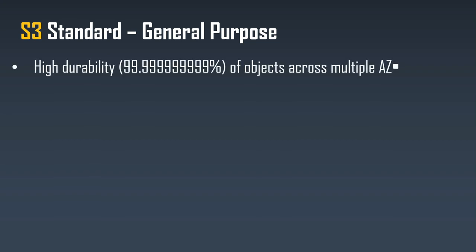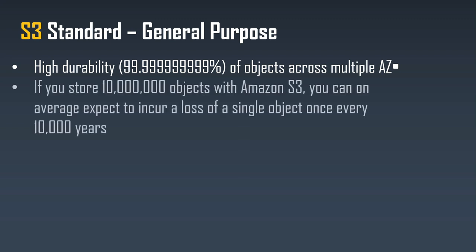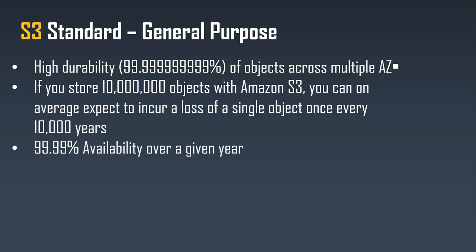Okay, so S3 Standard general purpose. We have very high durability, called 11 9s, so 99.999999999% of objects across multiple AZs. So if you store 10 million objects with Amazon S3 general purpose, you can on average expect to incur a loss of a single object once every 10,000 years. Bottom line is you should not lose any objects on S3 Standard. There is 99.99% availability over a given year.